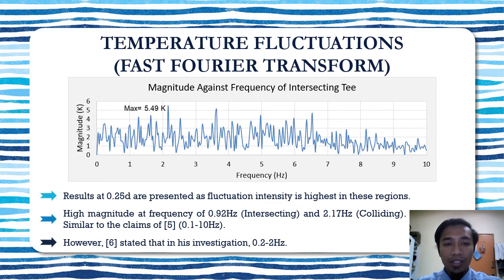So this is the temperature fluctuation for magnitude against frequency. This graph represents the intersecting T for magnitude against frequency. As you can see, the result at 0.25D is presented as the fluctuation intensity is higher in this region. High magnitude at a frequency of 0.92 Hz for intersecting, and for colliding at 2.17 Hz. This is similar to the claim, which is between 0.1 to 10 Hz.